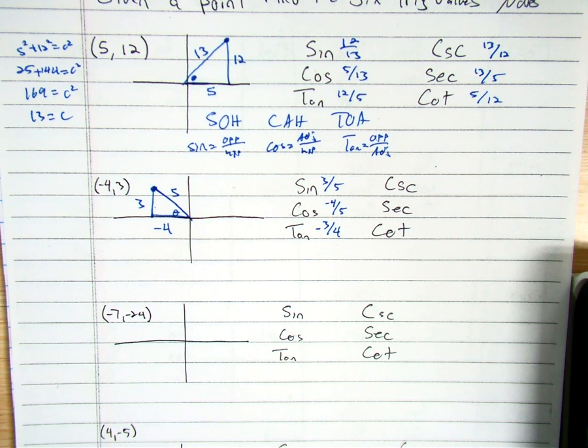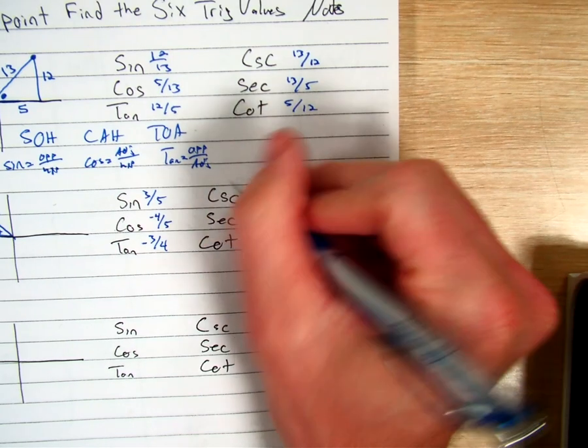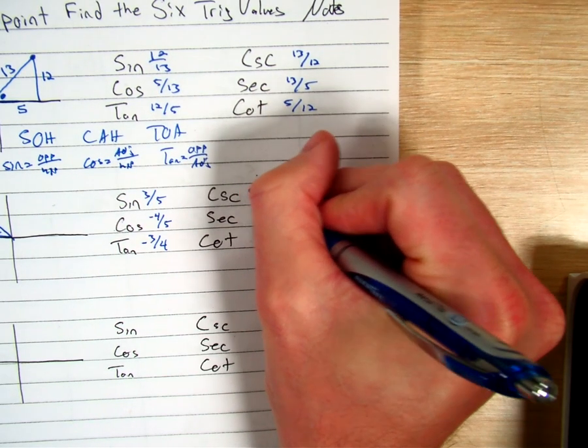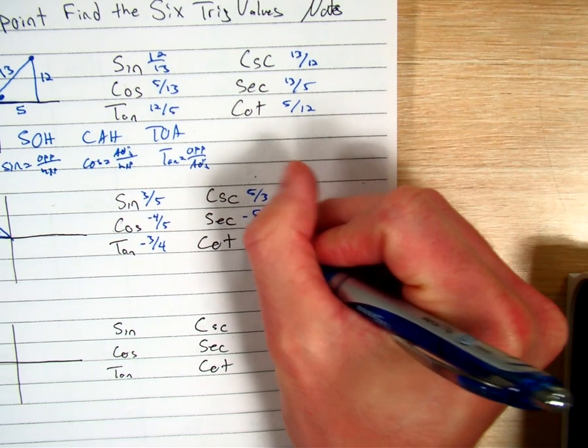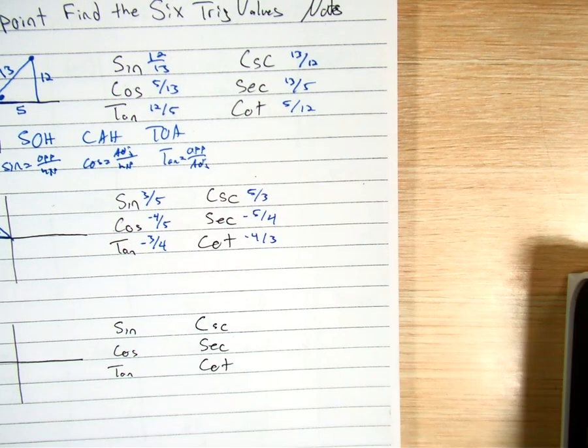Let's give you a second there to flip them all. Do the reciprocals. Let's check it out for you there. So just flipping them. 5/3, -5/4, -4/3.